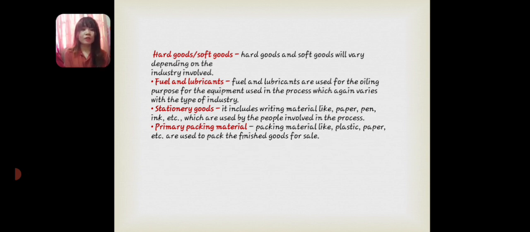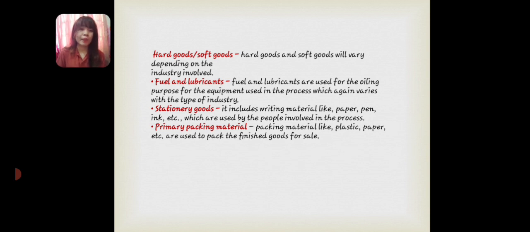Hard goods and soft goods will vary depending on the industry involved. Also, pag sinabi natin hard goods o soft goods, depende na lang sa industry o sa isang product na gagawin mo. Next is oil and lubricants. Oil and lubricants are used for the oiling purpose for the equipment used in the process, which again varies with the type of industry.